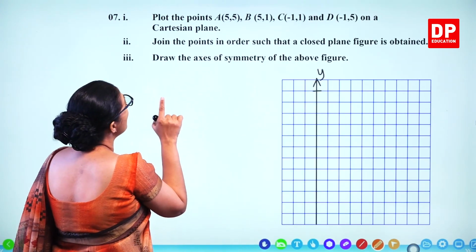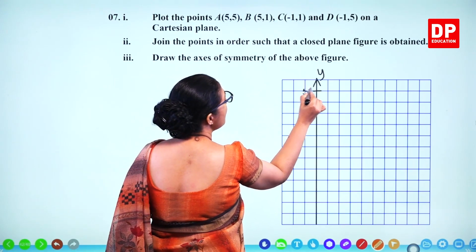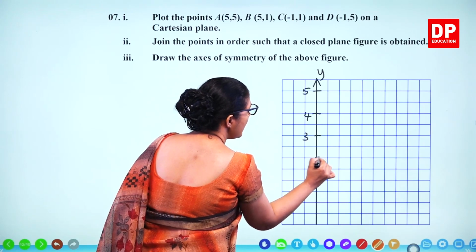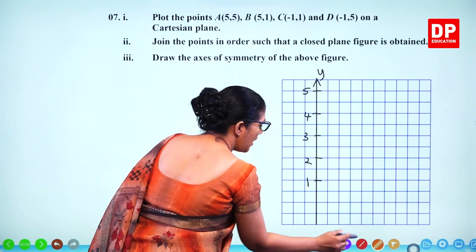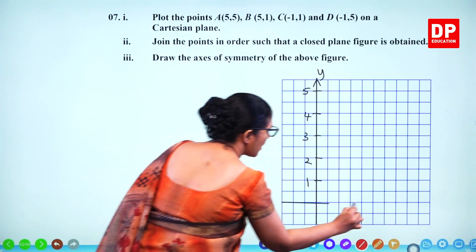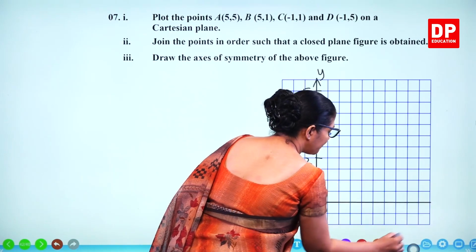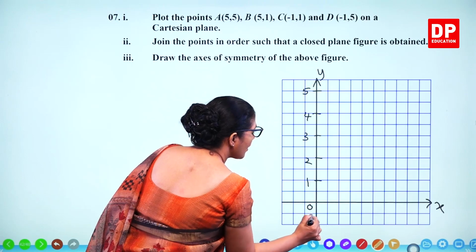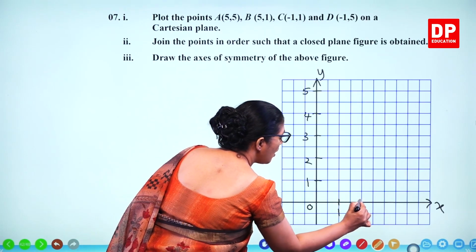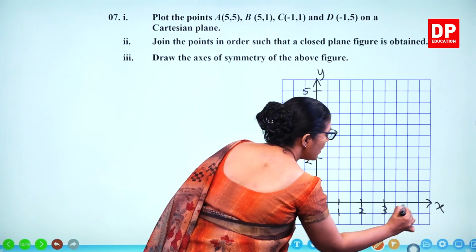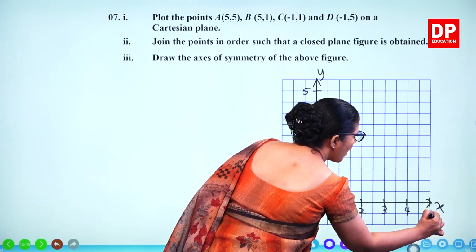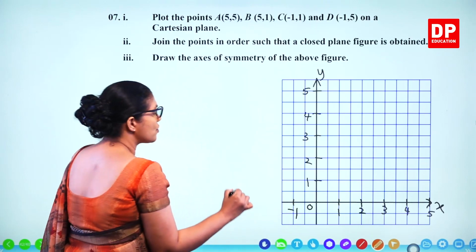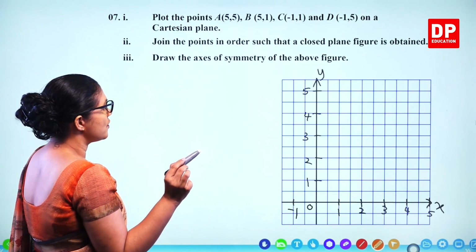So positive y values are there starting from 5. We can take 2 squares, 1 unit. 3, 2, 1. And the x-axis becomes this one. And here 1, 2, 3, 4, 5. And we need -1 also. Now the scale is okay.